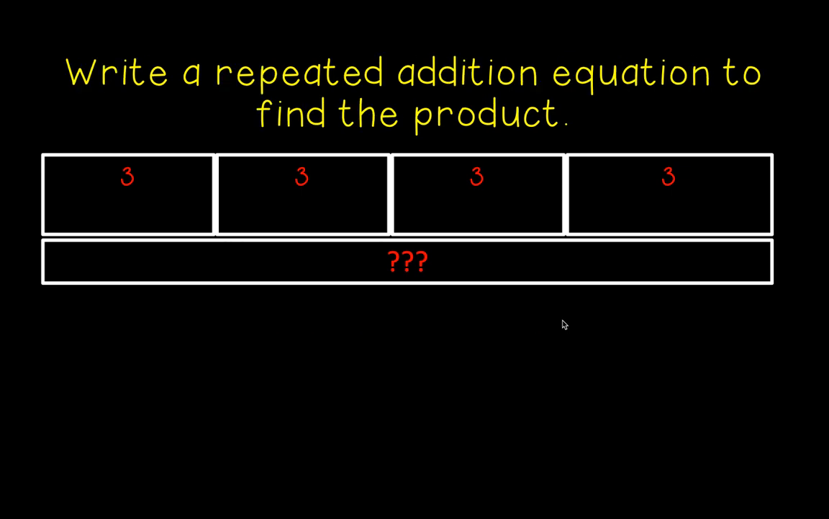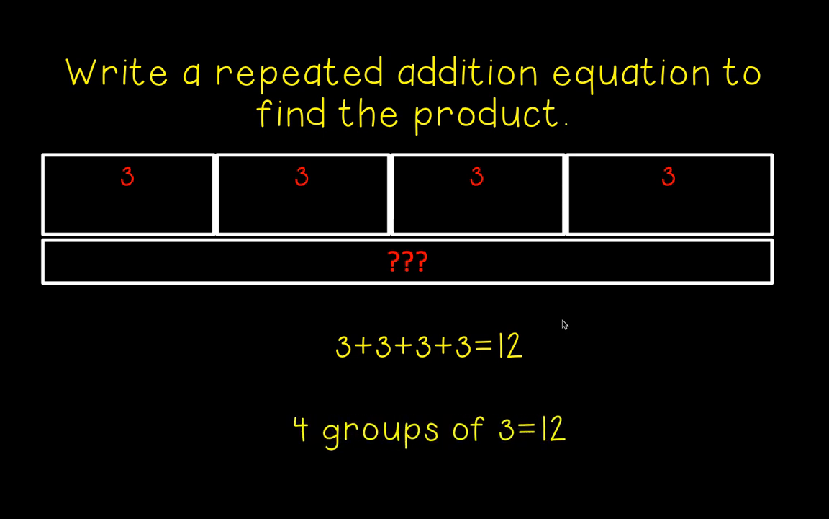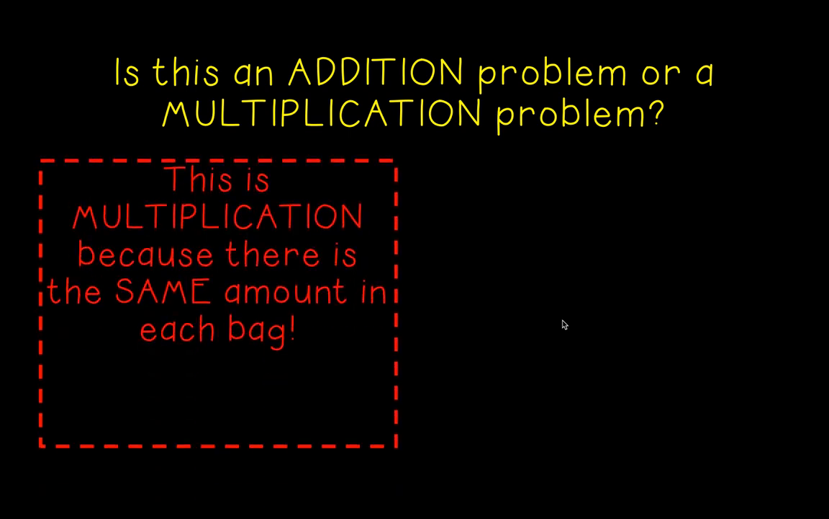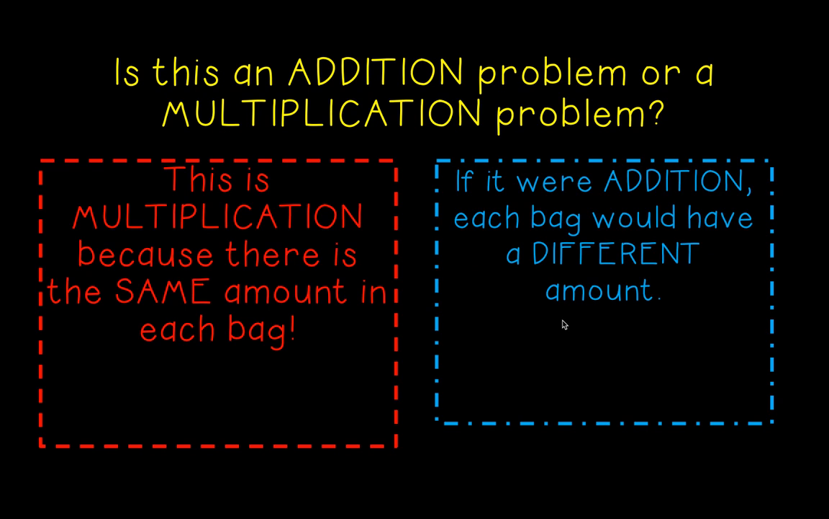Now we can write a repeated addition equation to find the product. Remember, product is the answer in multiplication. So we would write 3 plus 3 plus 3 plus 3, which equals 12. So 4 groups of 3, which equals 12. Is this an addition problem or a multiplication problem? We just went over that. It is multiplication because there is the same amount in each bag. If it were addition, each bag would have a different amount. Okay, that's how we know it's multiplication.